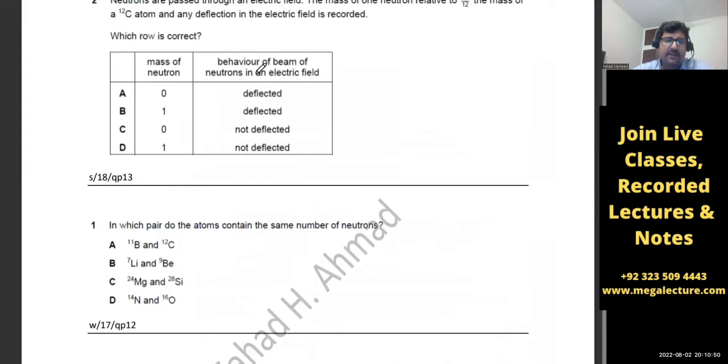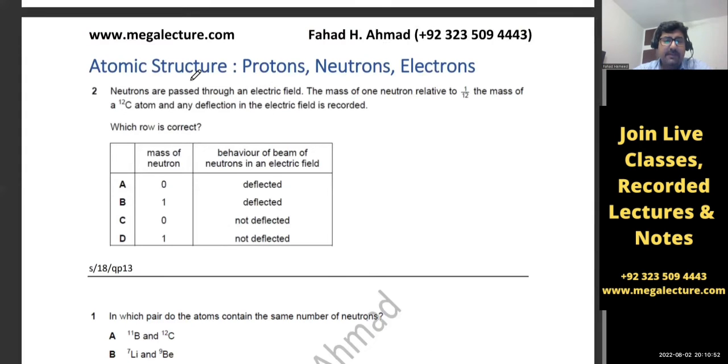You just have to figure out. For example, the first one, neutrons are passed through an electric field. The mass of one neutron is relative to 1/12 the mass of carbon-12, and any deflection in the electric field is recorded. So the relative mass of a neutron is 1, and it's obviously not charged. So this one is obviously not deflected, right?